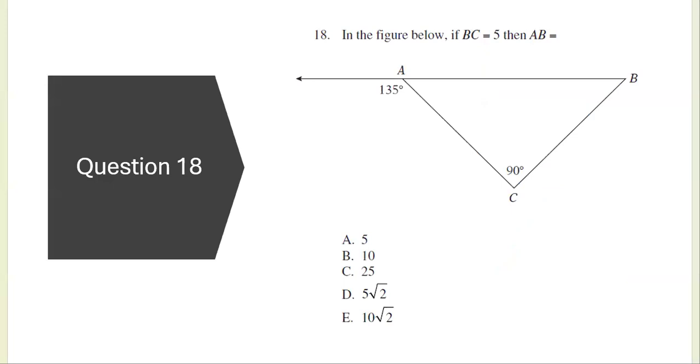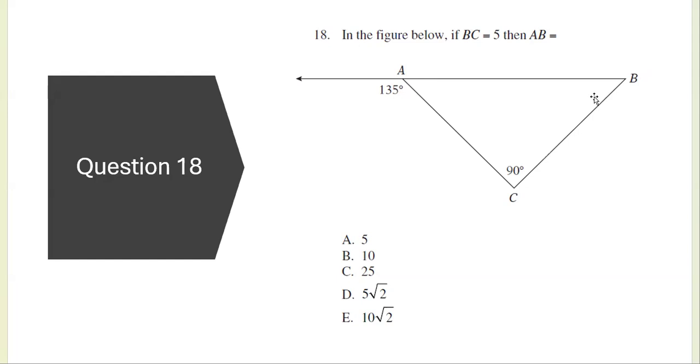18. In the figure below, if BC equals 5, then what is AB equal to? Okay, so I don't remember how I solved it, but immediately I'm thinking, well, this is a right triangle, ABC. Okay, and this is the exterior angle, so we can get that this guy over here should be 45. Okay, we could also just do that. These two are supplementary, so this is 180 minus 135, which is 45. And then 90 plus 45 plus this angle is 180, so this is 45 as well.